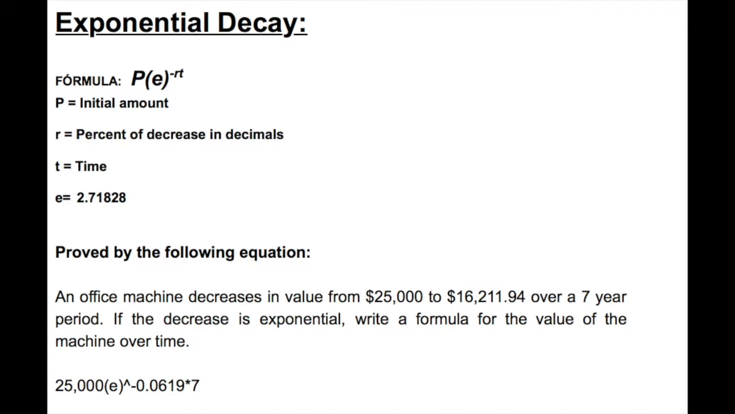We put 25,000 in the P, then on the E, we raised it to negative RT, R meaning 0.06, which is the rate that we were talking about, and 7 being T, which is the time that it took.